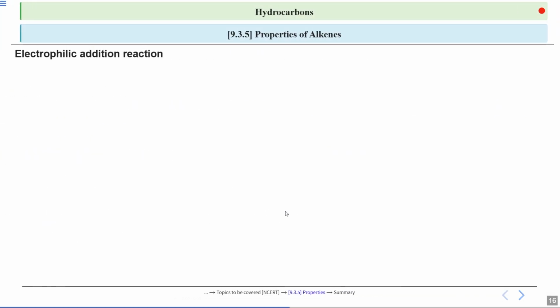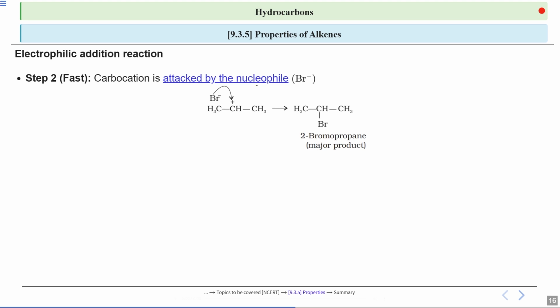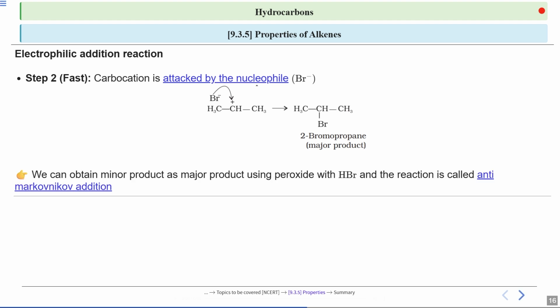Now moving on further, we got our next step intermediate for the further reaction, which is a secondary carbocation. This secondary carbocation is more stable and hence it is formed in greater amount. It is further attacked by the bromide ion to form 2-bromopropane as the major product. So bromide ion is acting as the nucleophile here. So the obtained major product is 2-bromopropane.